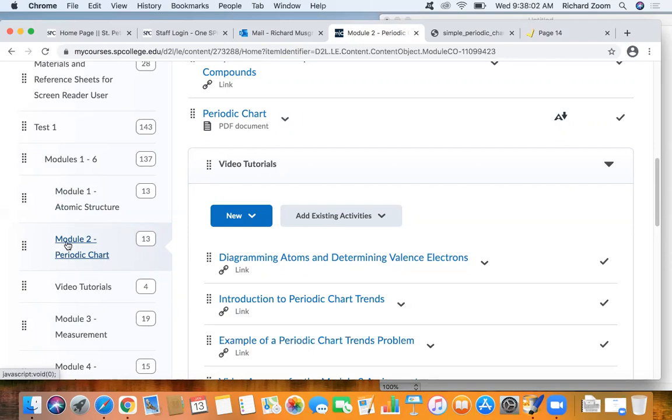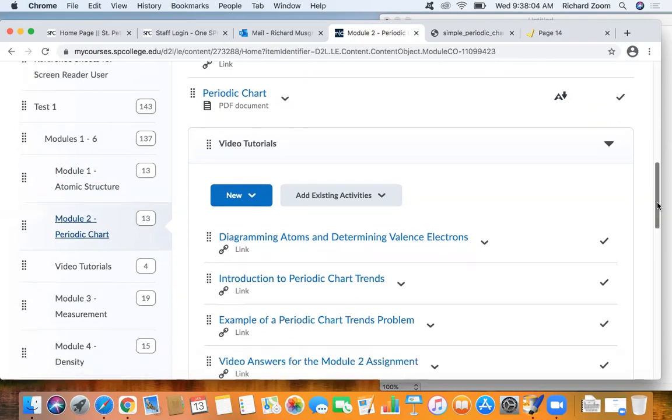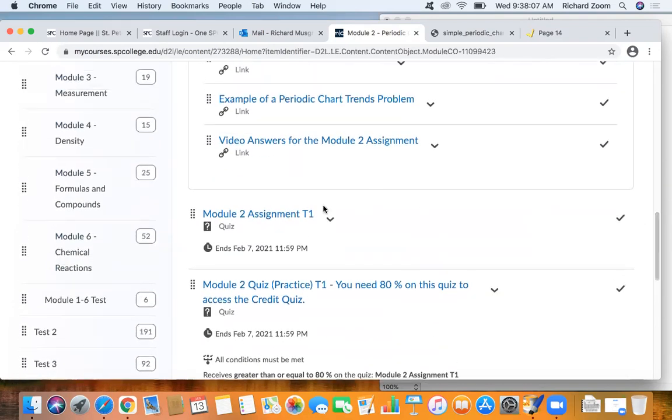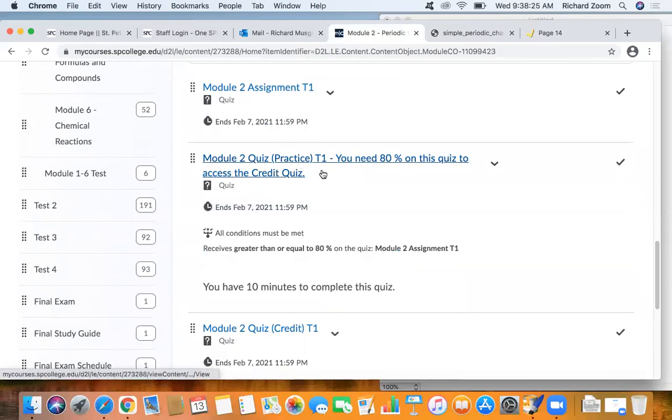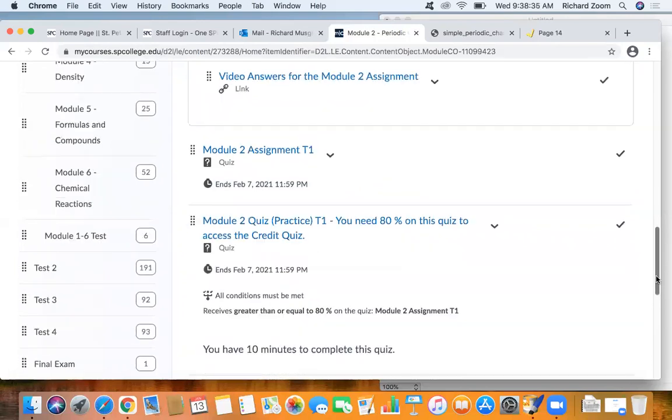Just a reminder, and this was what I had said the other day, when you're doing the homework, per the syllabus, you do the assignment first and you need to get 80% on that. You can do it as many times as you like. And there is a video here that gives you answers for all of the questions in that assignment. So if you're having trouble with any of the questions, you can go look at the video for that as well. Then you've got the practice quiz. You need 80% on that, and that will open the credit quiz. And you get two attempts at that. All right, any questions?